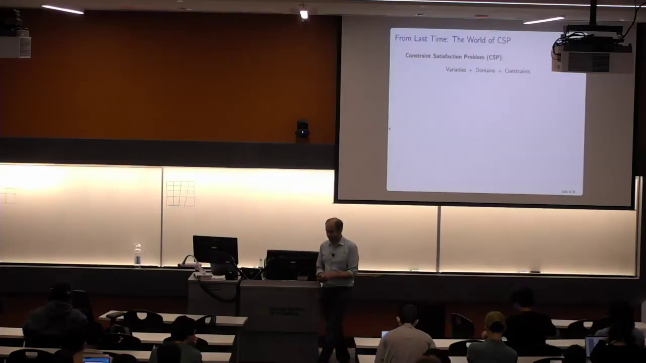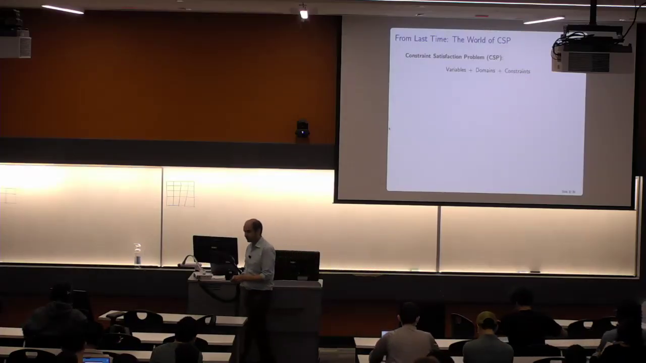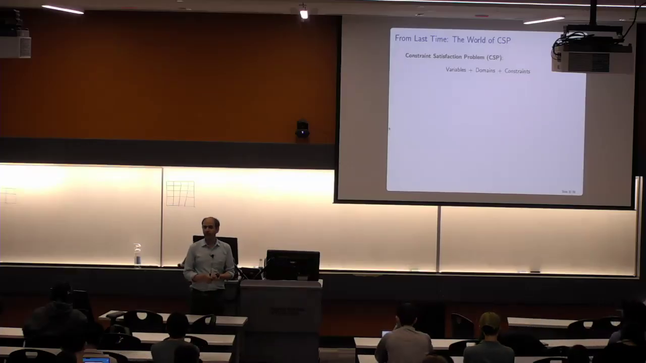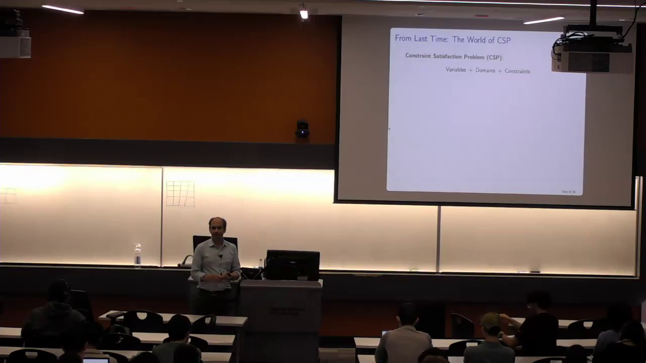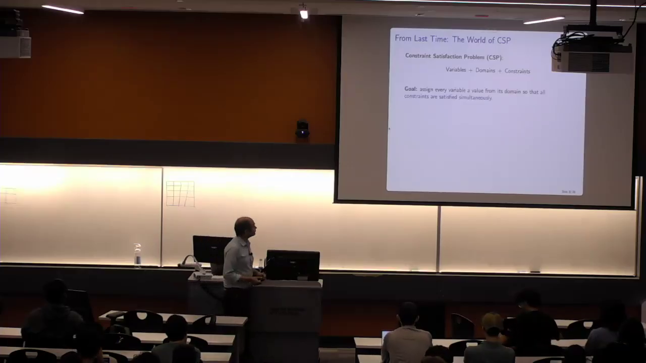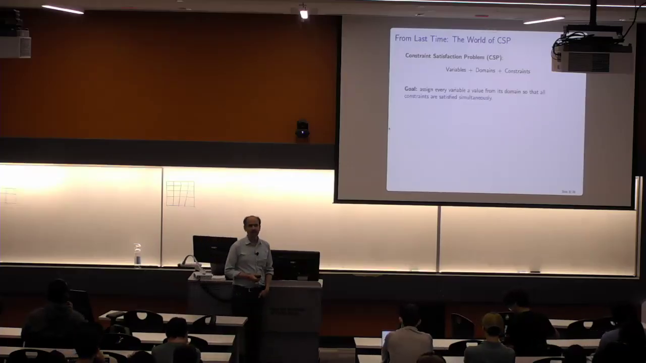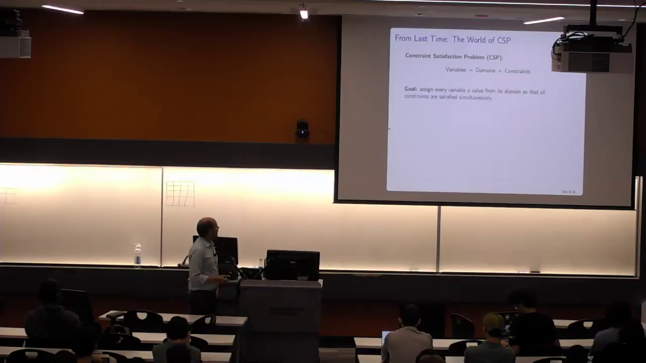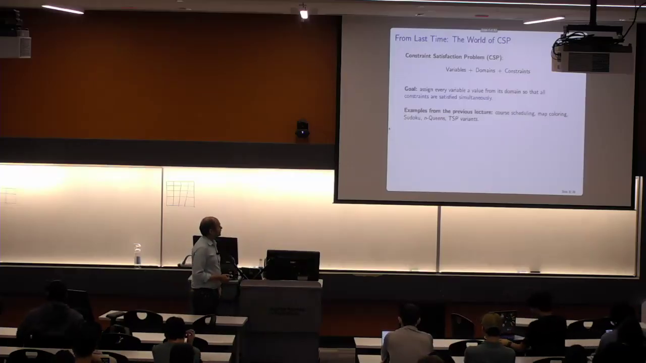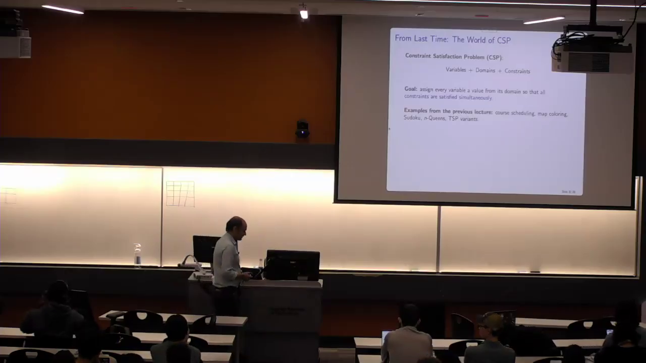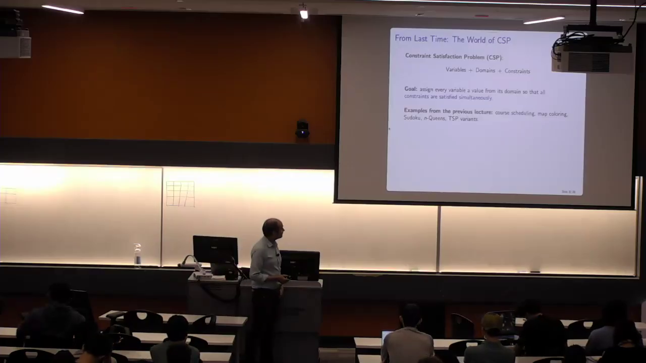idea called constraint satisfaction problems. So what are constraint satisfaction problems? A set of variables. These variables can take value from a domain, and we have a set of constraints on these variables. And what we want to do is to find an assignment to these variables so that all the constraints are satisfied.